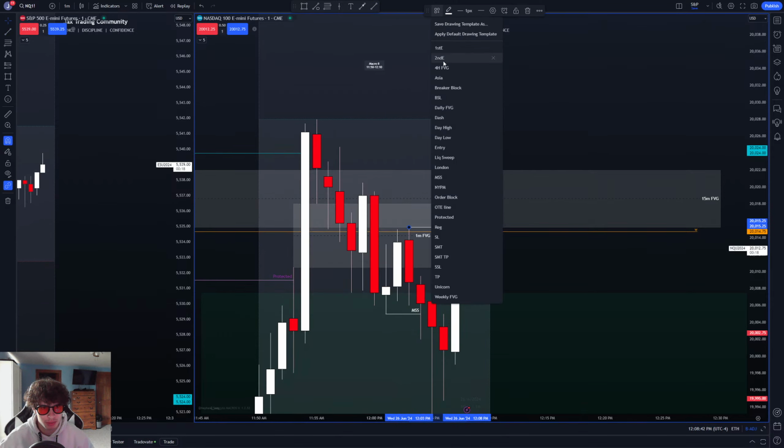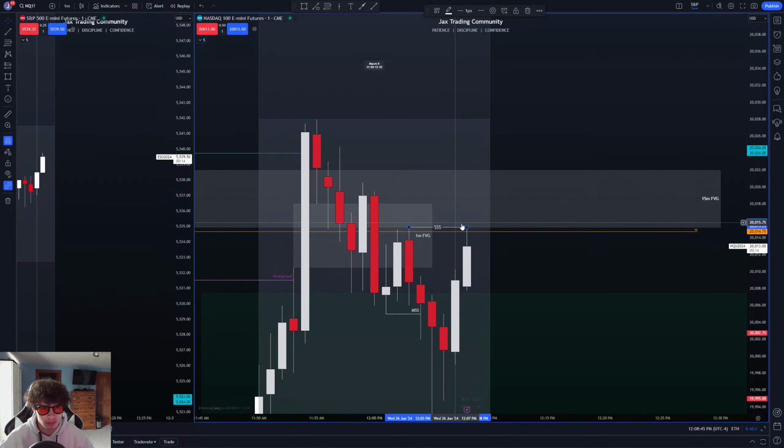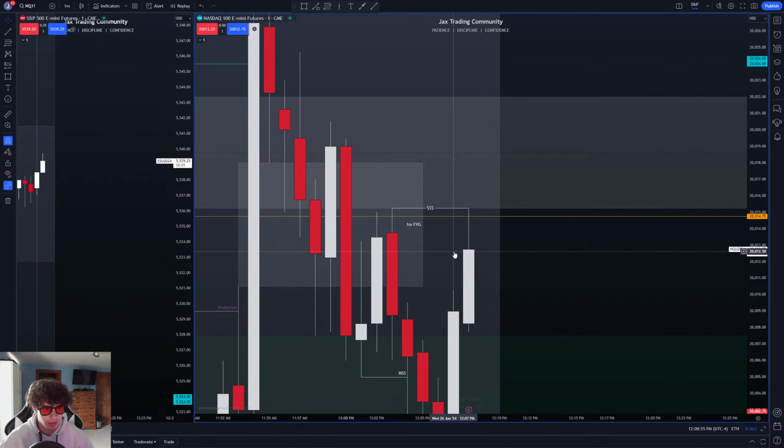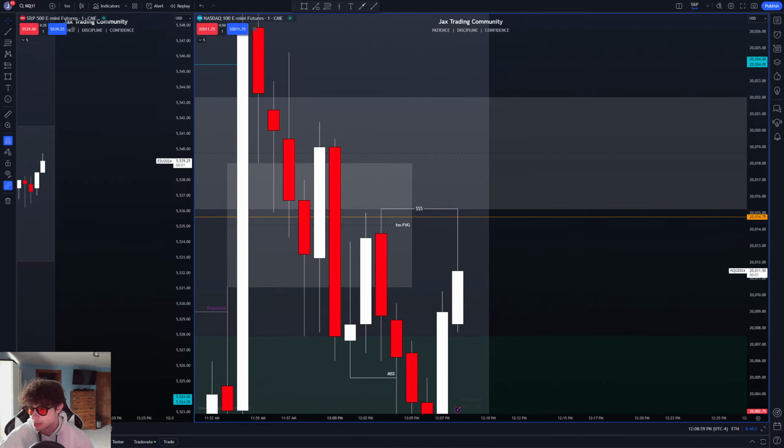Come on, don't leave equal highs right here. I want to see this get swept. I want to see us push up here and then sell back off and close down here within 3 seconds. It's not going to happen.